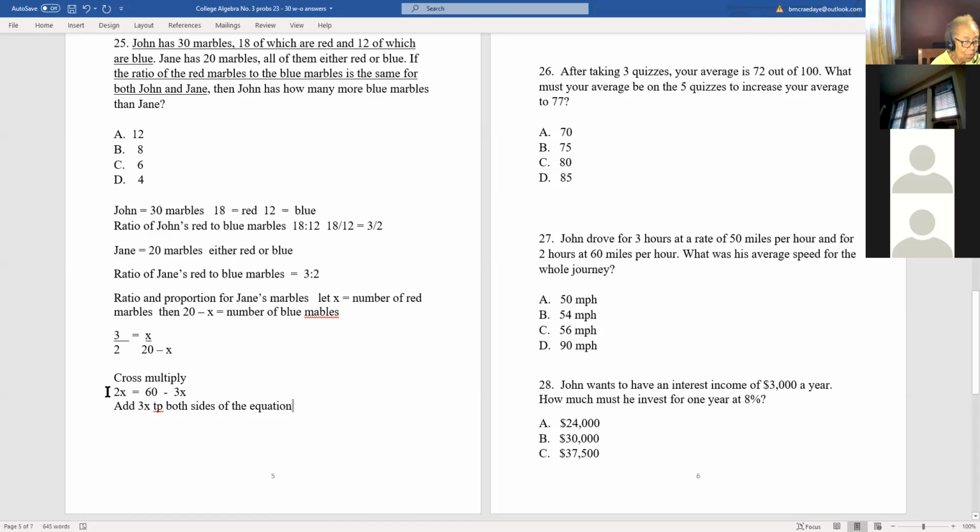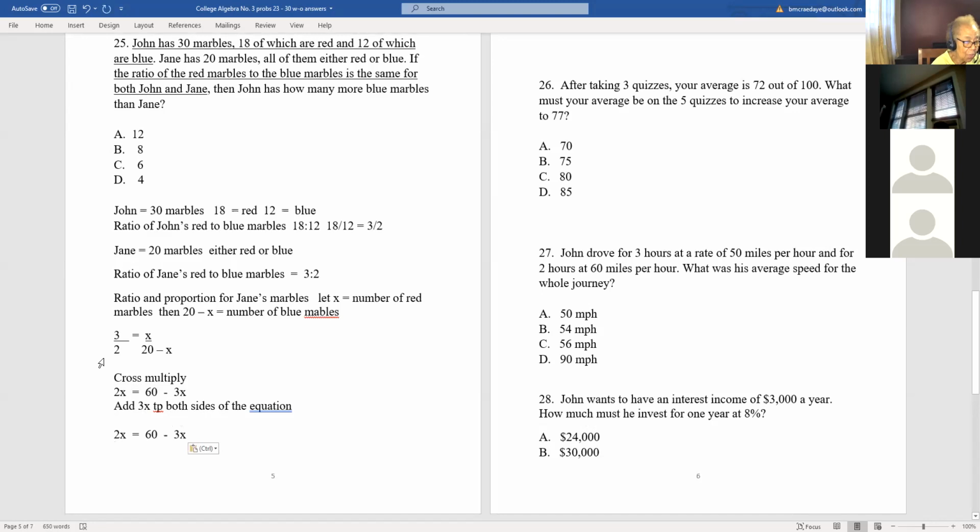So let me just put that there and then add it. So we're going to put this here, and this is a 2X. So add 3X to both sides of the equation. So that's plus 3X, and over here, that's a plus 3X. So what do we get on the left side, Latoya? 5X, that's equal to 60.